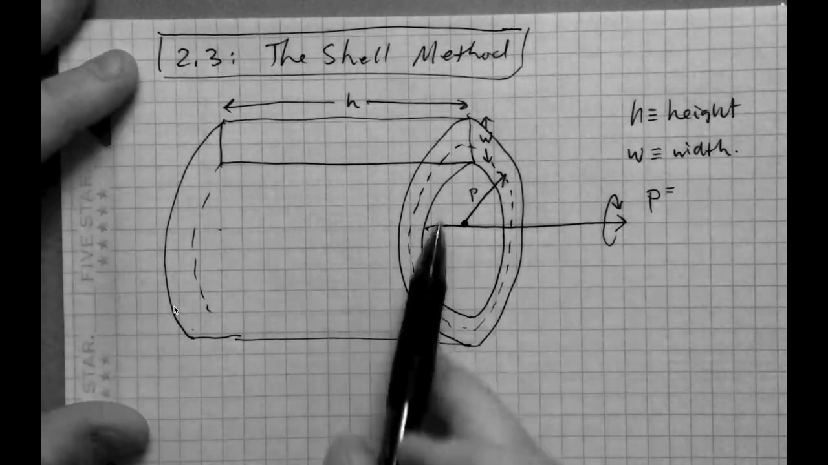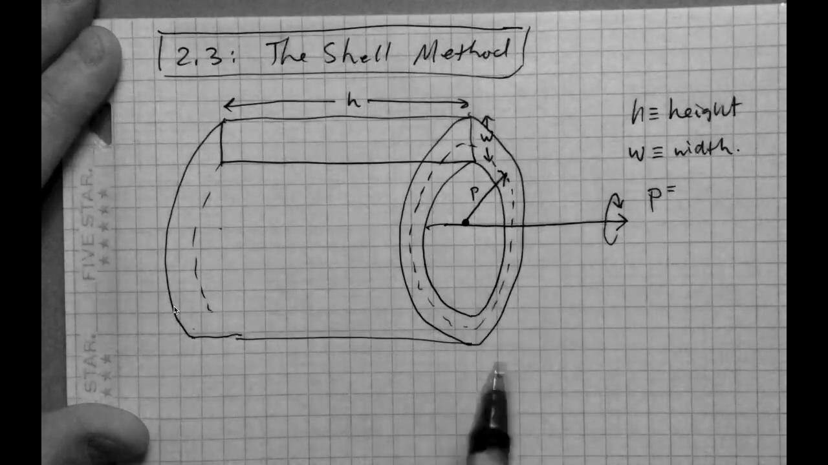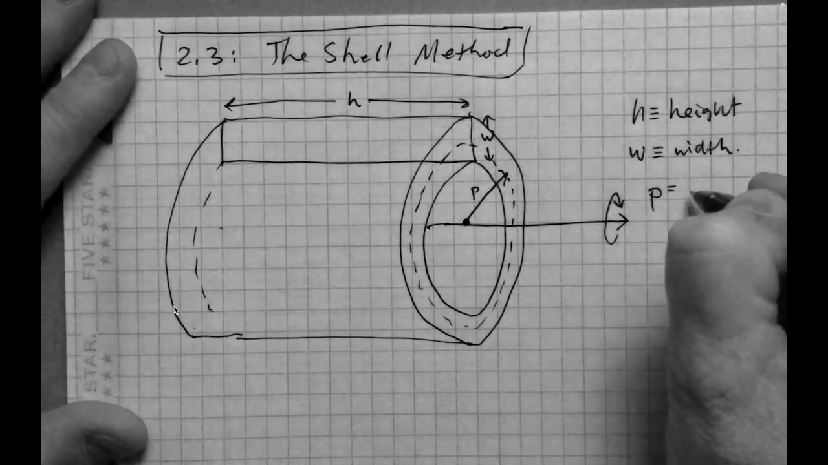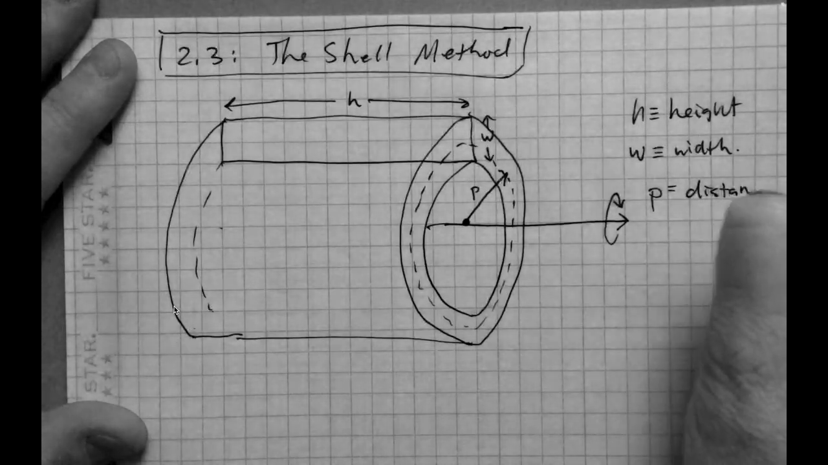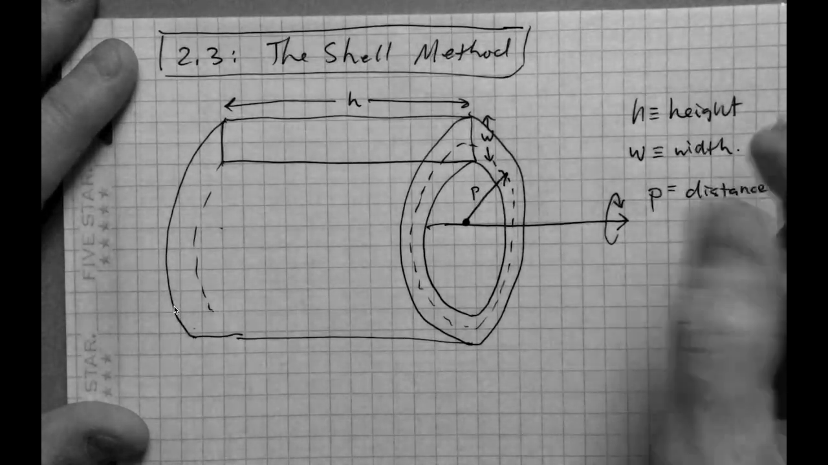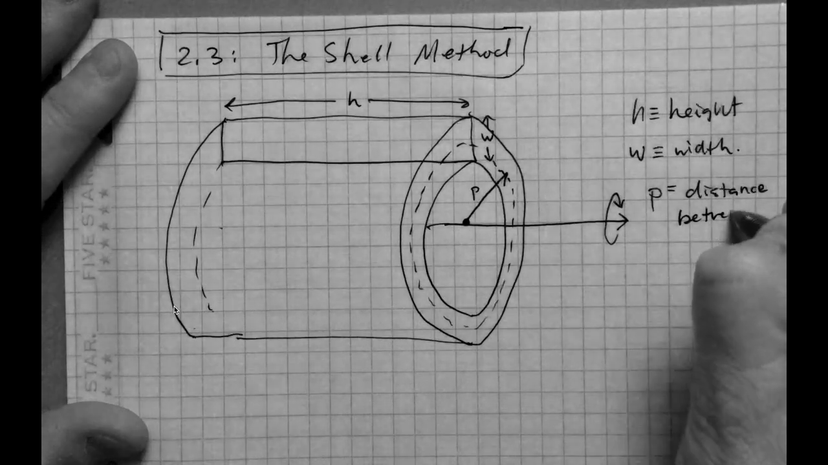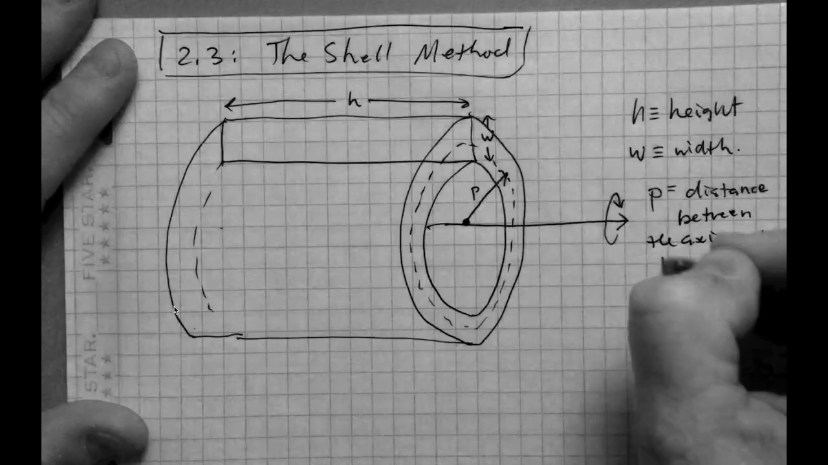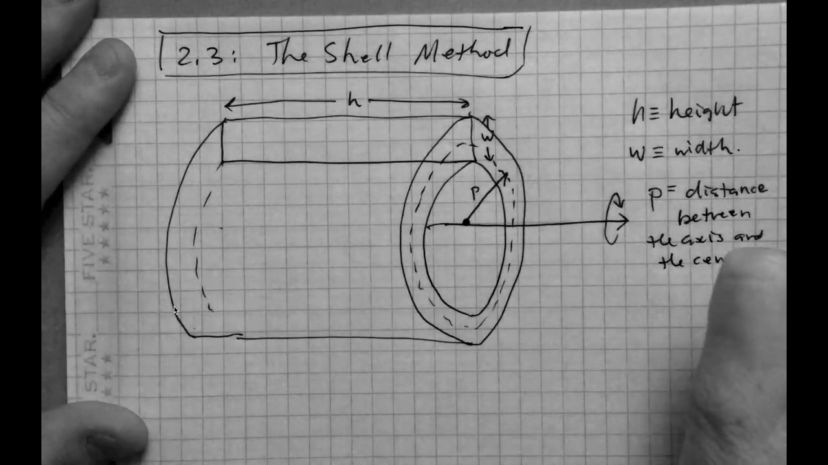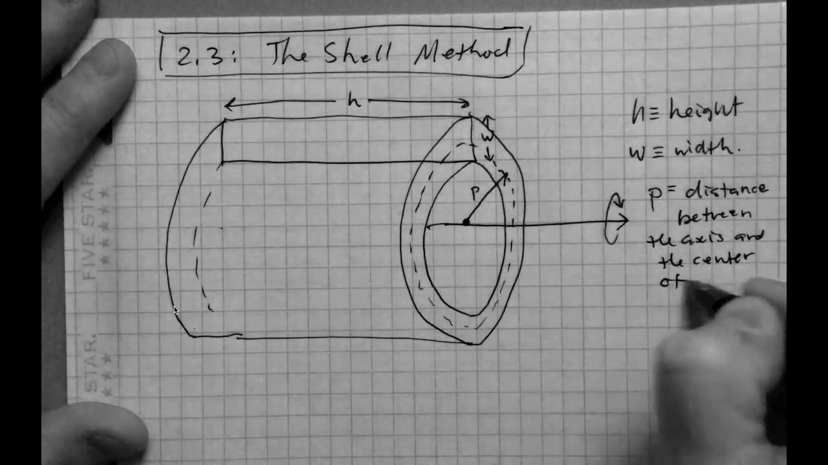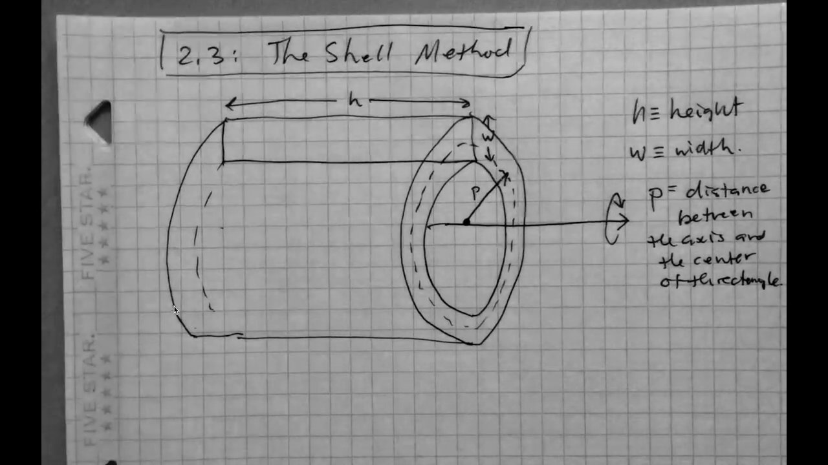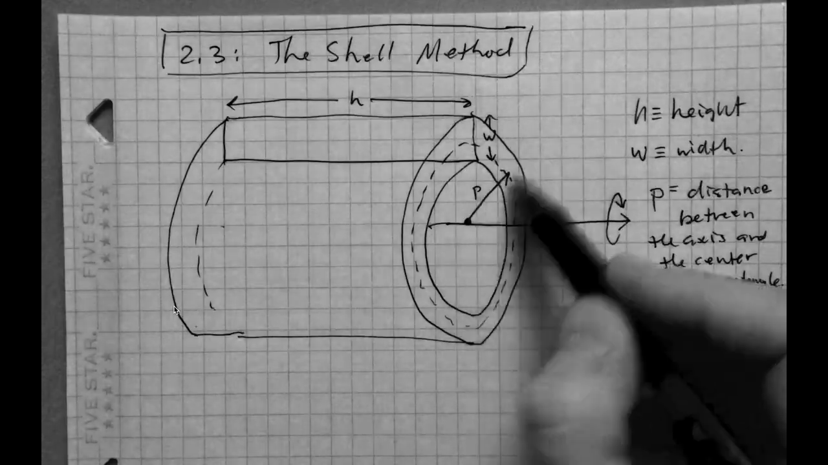So let's take this face of it here and break it down. Let me write this in here. So p would be the distance between the axis and the center of the rectangle. Hopefully we can see that.